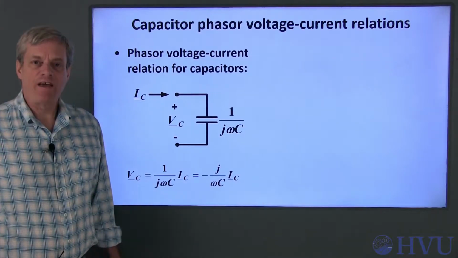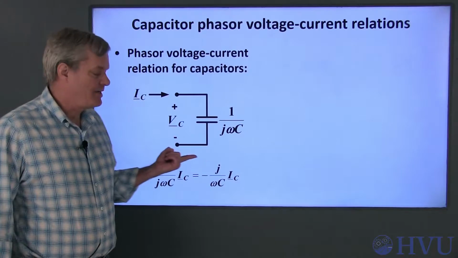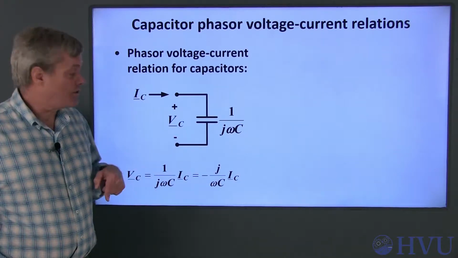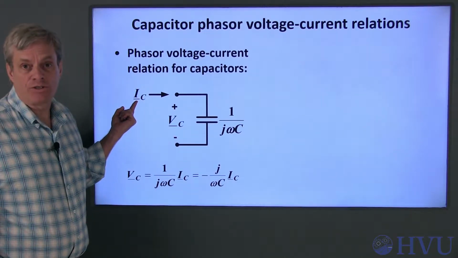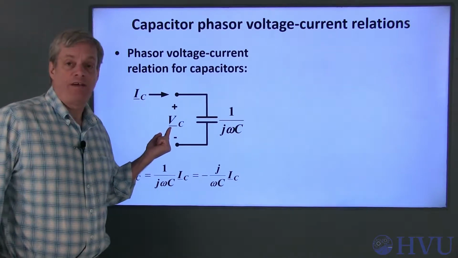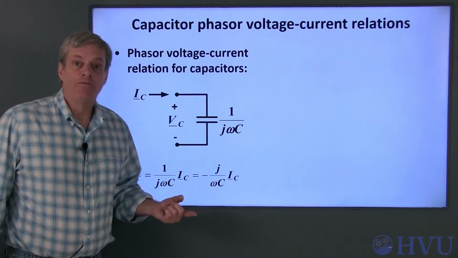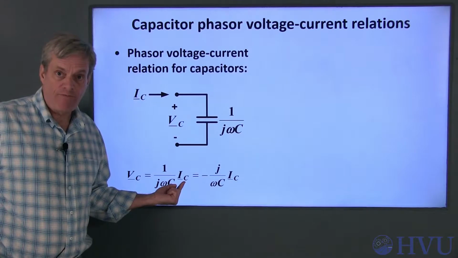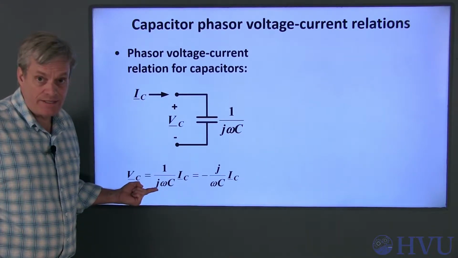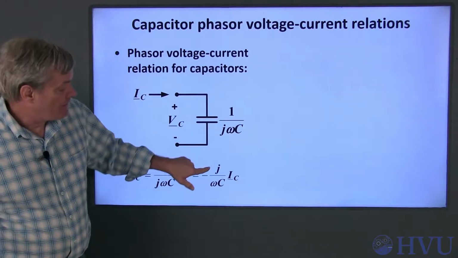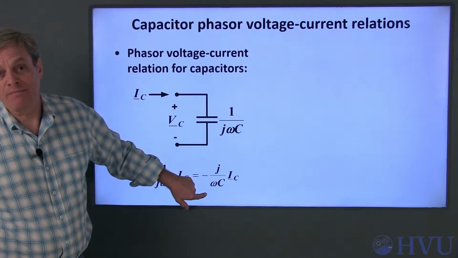A capacitor's phasor voltage-current relationships can be expressed this way. The capacitor current is a phasor I_C, and its voltage is a phasor V_C. The voltage phasor is equal to the current phasor times 1 over j omega C, or equivalently, the negative of j over omega times C.